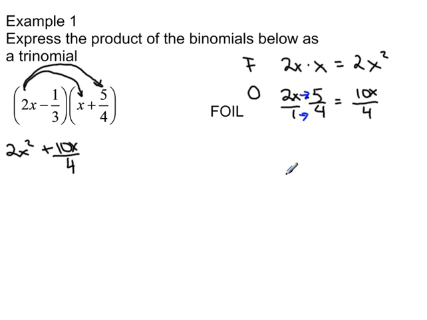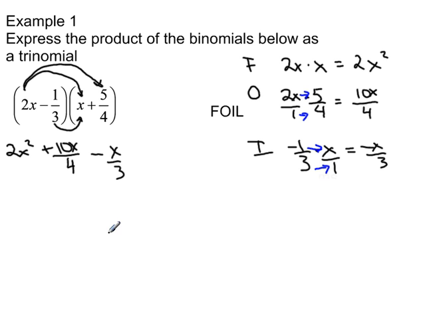Now the inner, you got negative 1 over 3 times x. So again, you're multiplying across. Let's put this over 1. So that's going to be negative 1 times x, and then 3 times 1. So you get negative x over 3. Since that's a negative fraction, we could just write minus x over 3.